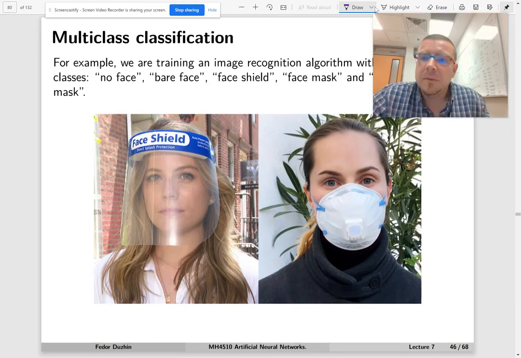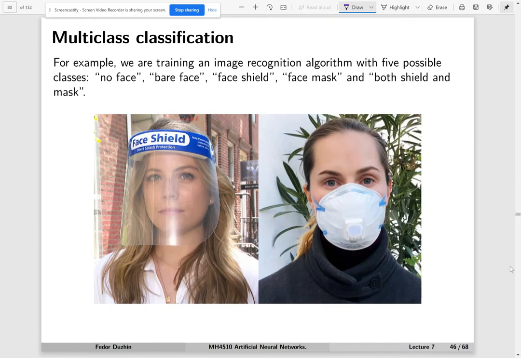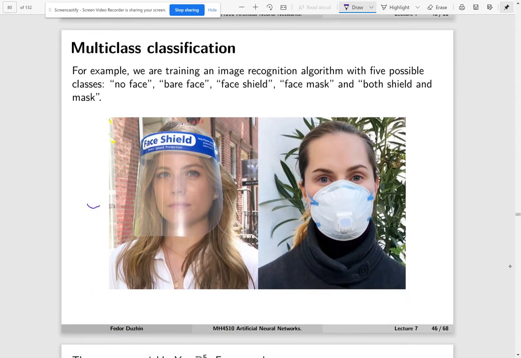Now, as an example, let us think of this scenario where we want to do image recognition with 5 possible classes: no face, bare face, face shield, face mask, and both shield and mask at the same time, right? Now, the input of our algorithm is going to be an image. And by the way, the image is just a collection of pixels. Let's say, hypothetically, we have an image of size 500 by 400 pixels.